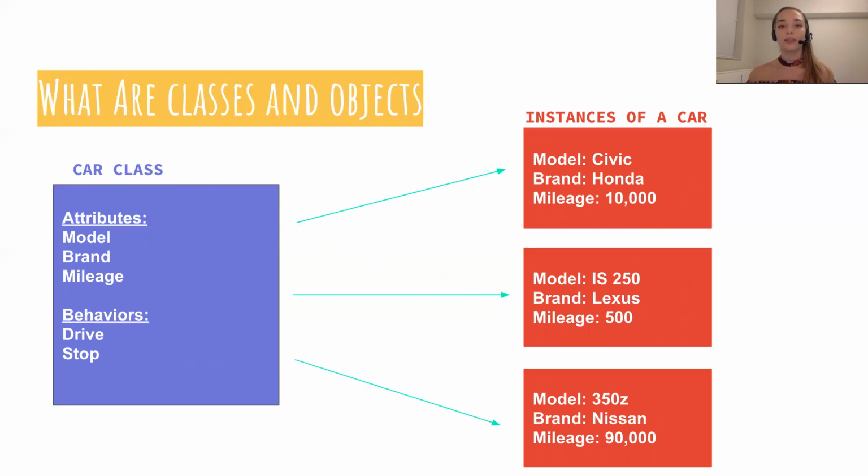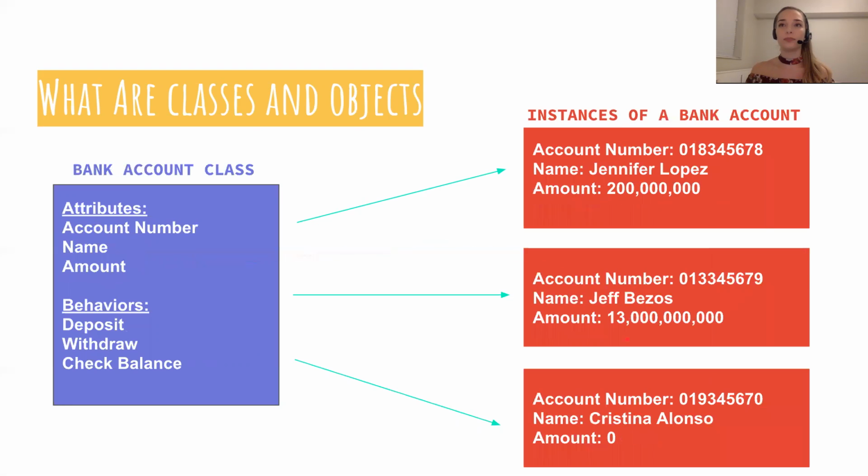So instances of a car are real cars. For example, a Honda Civic with 10,000 miles on it. Maybe your friend has a Honda Civic with 10,000 miles. So this is an instance of a car. Another example is a Lexus IS250. It's got 500 miles.